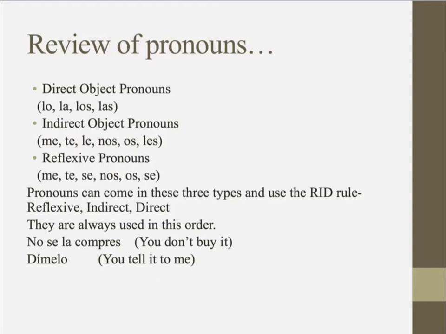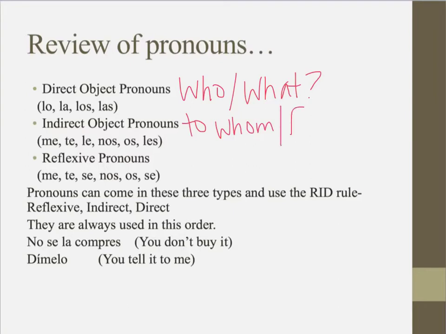As far as pronouns go, just a quick review of pronouns. Our direct object pronouns answer the question who or what, and end up being lo, la, los, or las. Our indirect object pronouns are to whom or for whom, and me, te, le, nos, os, les happen to be our indirect object pronouns. We also have reflexive pronouns. When we have a verb like ducharse, we know that that se translates into these different options.